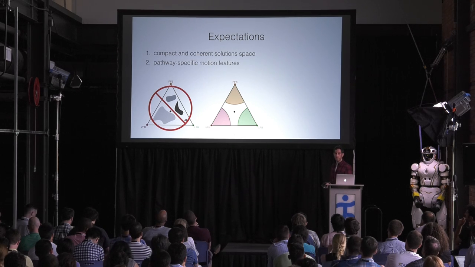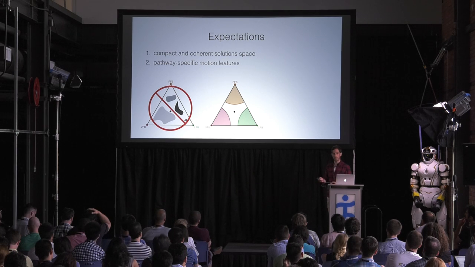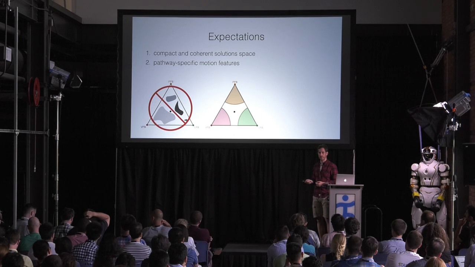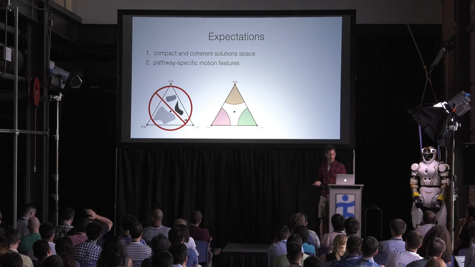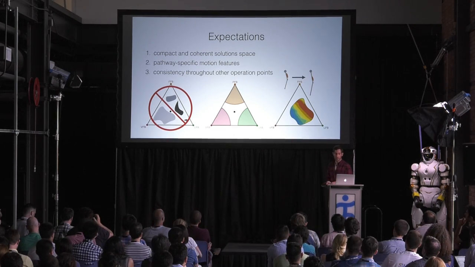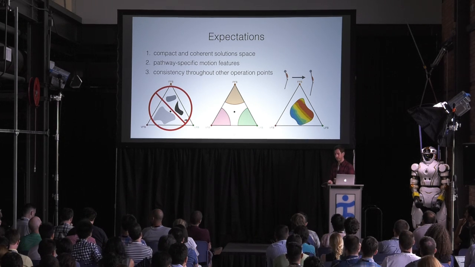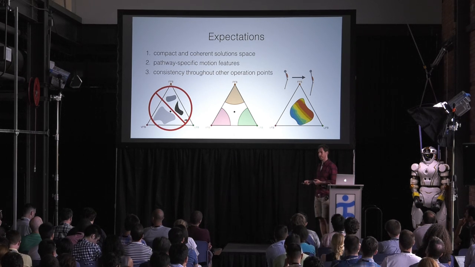Secondly, we thought that there would be pathway-specific motion features because all the pathways that we use consider different information about the state of the muscle. And finally, we thought about consistency of the topologies, so the solution spaces, so to say, even when we change the operation point.